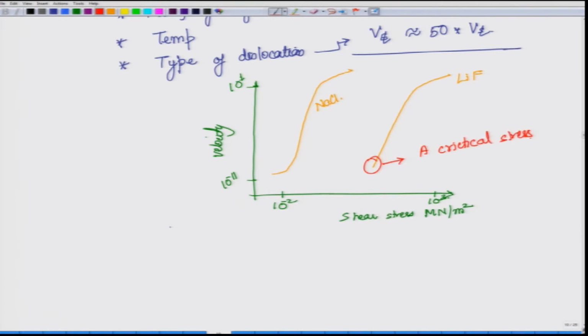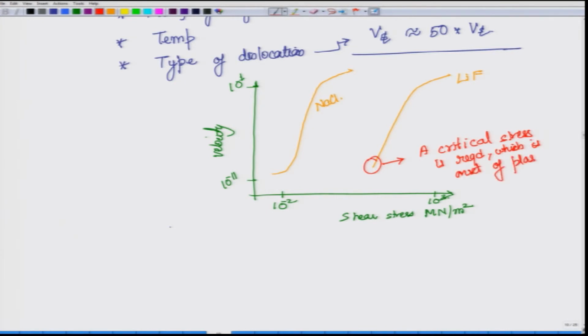I am using the word usually because, from material to material, the response of the dislocation is very different. So, a critical stress is required for dislocation movement, which is the onset of plasticity.